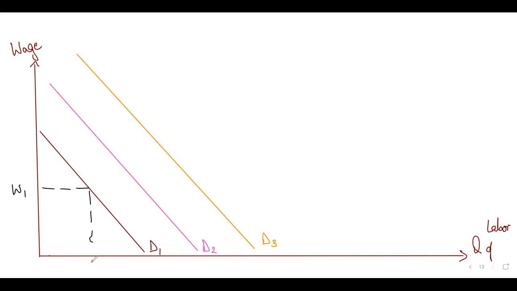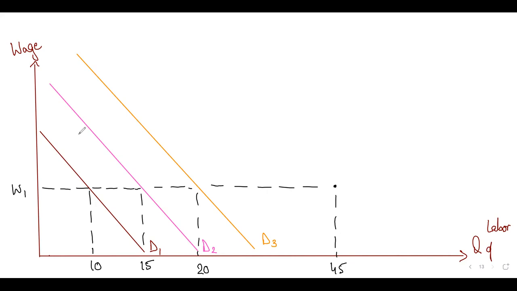So let's say the first firm wants to hire 10 employees at this wage. At the same wage rate, the second firm wants to hire, let's say, 15 employees. And the third firm wants to hire, let's say, 20 employees. So 10 plus 20 is 30, and 30 plus 15 is 45. So the total demand for labor in the market at this wage rate will be 45.